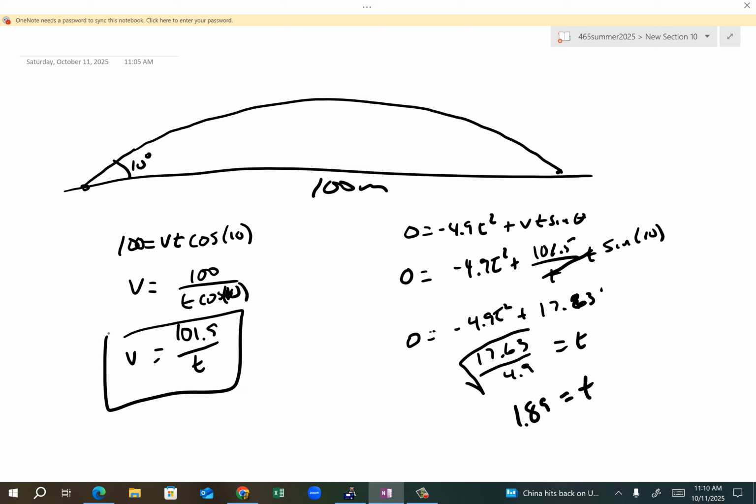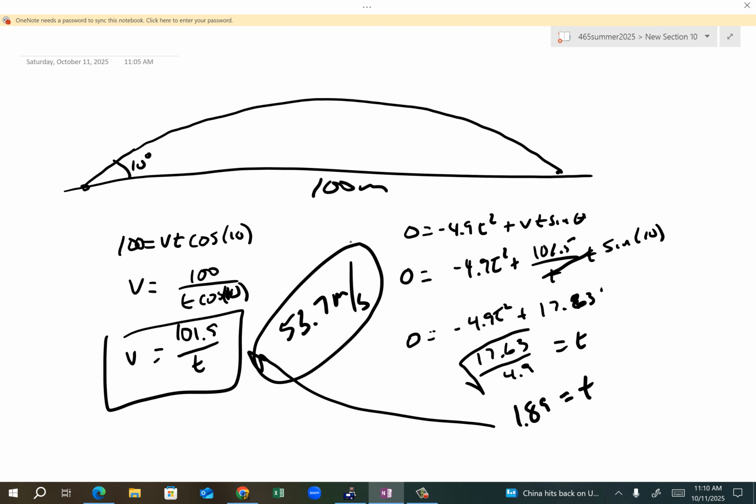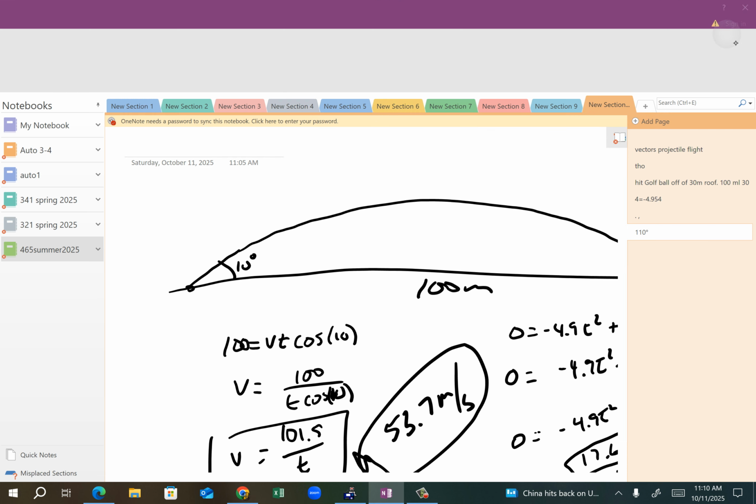Well, I got to be honest with you, friends. If it takes less than 2 seconds to go 101.5 meters, you, sir, are hauling buttocks. So if you plug this back into here, you get 43.7 meters per second is how fast you'll be traveling. That's the kind of thing we'll be working on, and it's pretty easy to do. Okay. That is projectile flight.